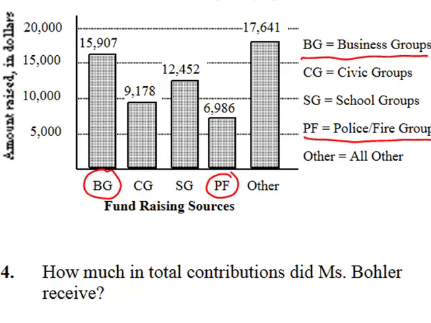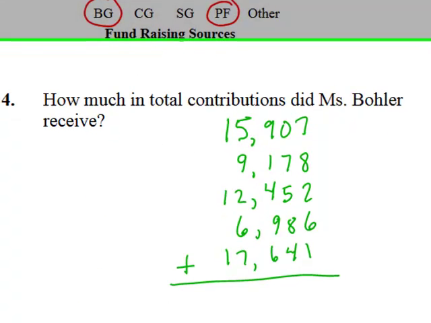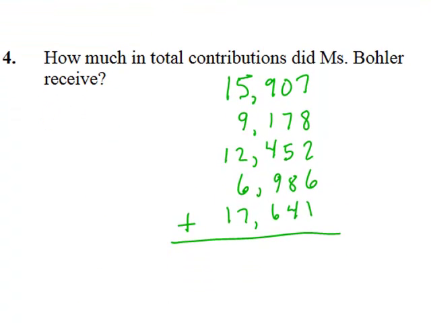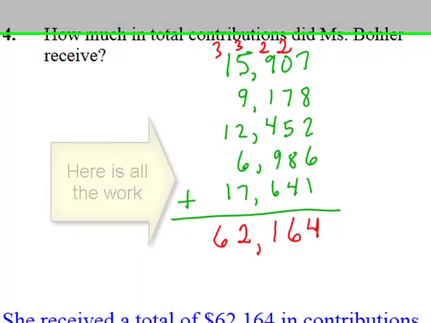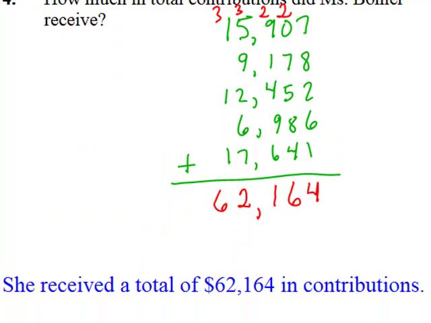Number 4, how much in total contributions did Ms. Bowler receive? That requires us to consider all of the amounts that she received from various groups, and we have to add these all together. I've taken the time to write these down ahead of time, and it's simply a matter of adding things together. And because it's a word problem, we write it as a word answer. And we see here that she received a total of $62,164 in contributions.